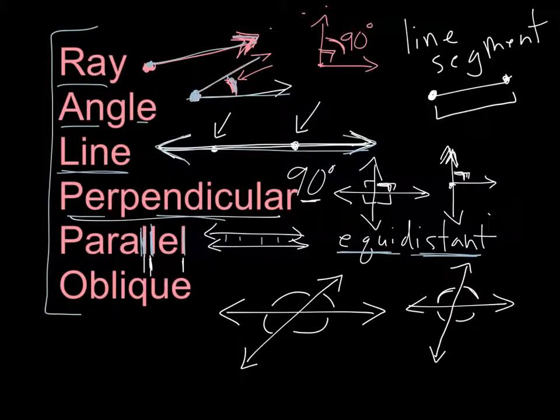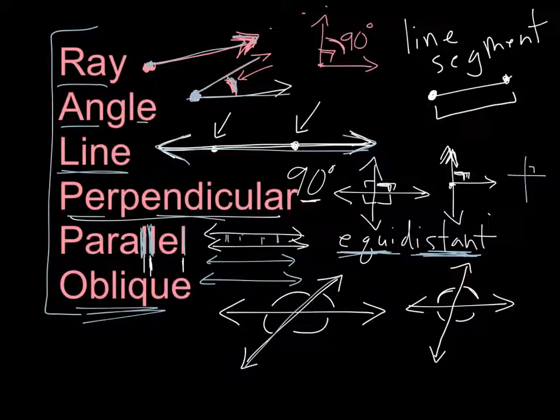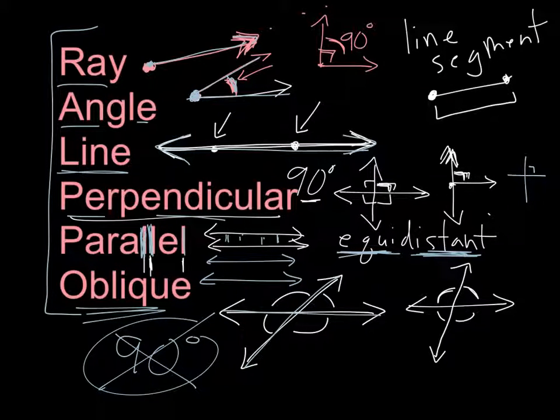Perpendicular lines or line segments or rays meet to form right angles. Parallel are equidistant. Remember we said equal distant, so that anywhere along those lines, line segments, or rays, they are the same distance apart. And oblique are lines that intersect that do not form right angles, so they cannot be 90 degrees. On the next video, I'm going to have you follow along and quiz you on some of these, so it might be helpful for you to have these in front of you.